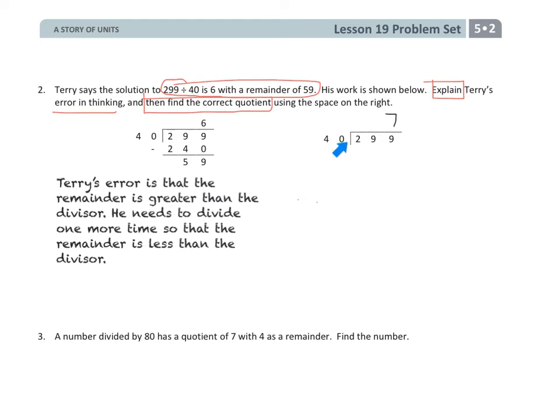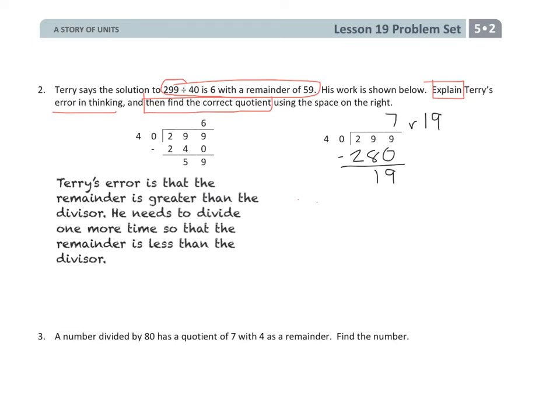7 times 0, that's going to be 0. And then if you do 7 times 4, that will give you 280. And now we can subtract, and we would get 9 and then 1. So the remainder is now smaller than the divisor of 19.